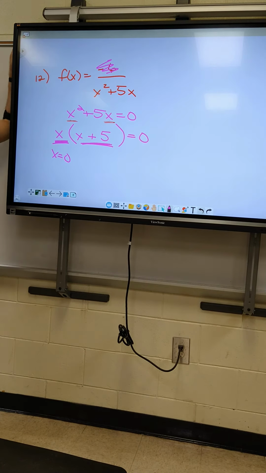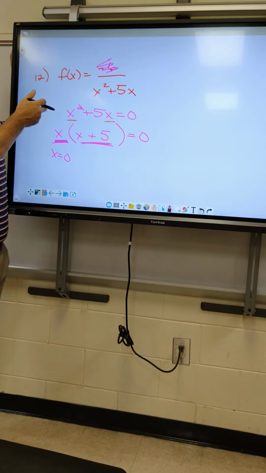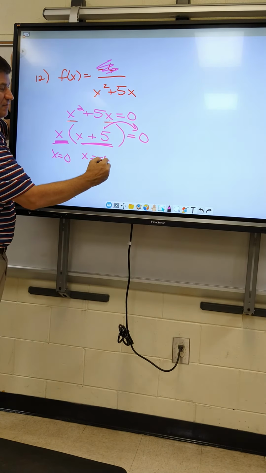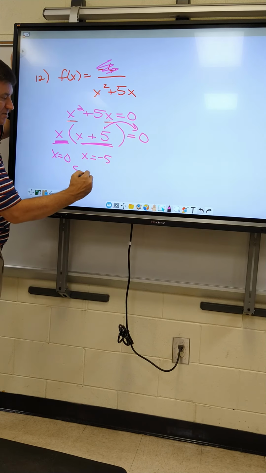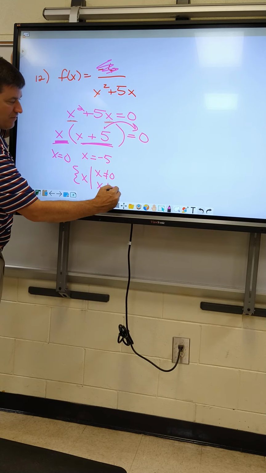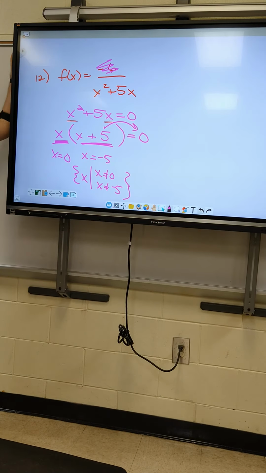This is going to be on the test? All this is on the test. And this was on our quiz Friday too. Positive 5, move it over, that gives you negative 5. So for all your x's, you just can't have 0 and you can't have negative 5. All right, so guys, we've done this for a week. Wait, so this one you gotta like pull it all the way up. All right, any question on 12 before we flip over and do some on the back?